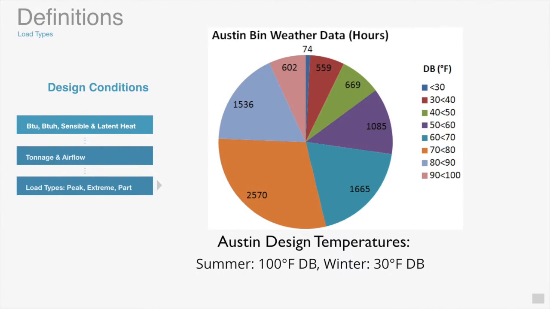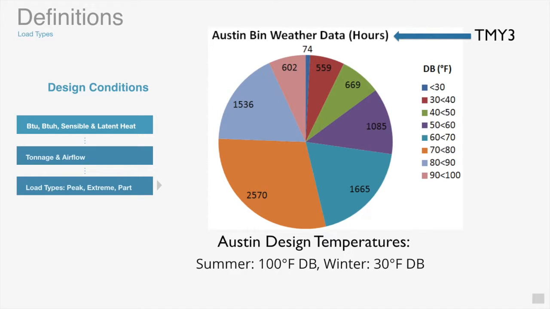So now let's talk a little bit about design conditions, and we'll start talking about the different types of load conditions. So what we're looking at here is a graph of the Austin bin weather data. It shows the different outside dry bulb temperatures throughout the year and the number of hours per year that we would expect to see those temperatures.